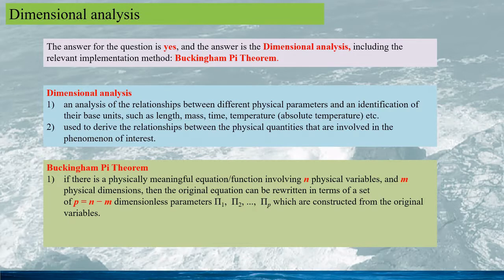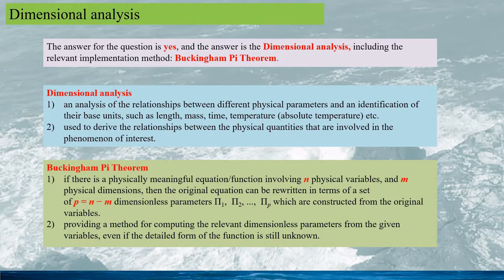physical dimensions, then the original equation can be rewritten in terms of a set of p equaling n minus m dimensionless parameters, termed as pi 1, pi 2, up to pi p, which can be constructed from the original variables. The Buckingham Pi Theorem could provide a method for computing the relevant dimensionless parameters from the given variables, even if the detailed form of the function is still unknown.